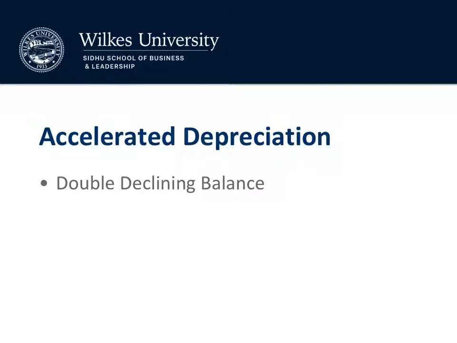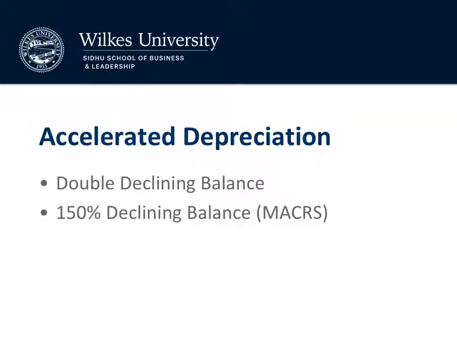The first method we're going to talk about is double declining balance. There's also a method called 150% declining balance. It's very similar to the MACRS method, which is used for your taxes, but we're not going to deal with it. If you have to, instead of 200% for double declining balance, you would sub in 150%. But otherwise, everything else is the same.